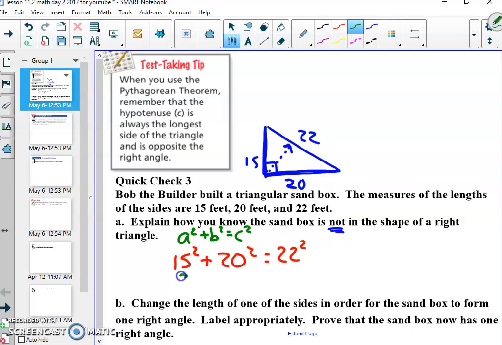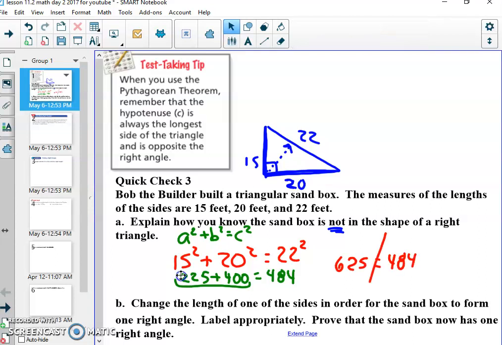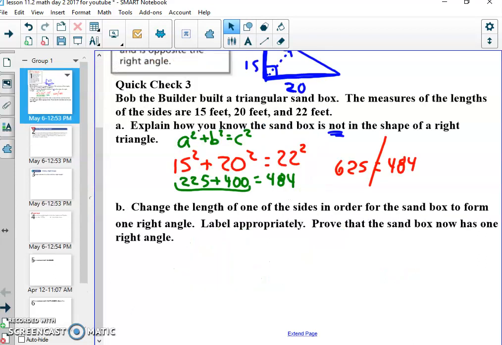15 squared is 225. 20 squared is 400. 22 squared is 484. Let's see, I can do this math. I get 625 on this side and 484 on this side. Are those two equal? No way. So I just proved that this thing is not a right triangle. Mathematically, I was able to prove that because the two legs squared and added together do not equal the hypotenuse squared.